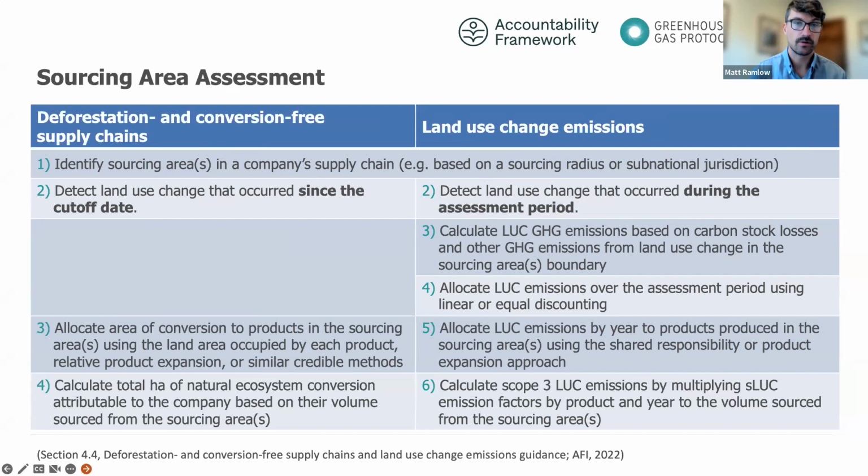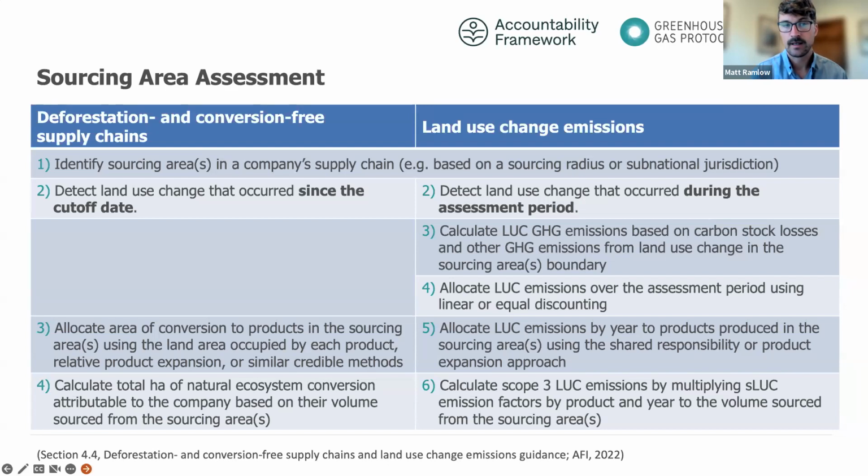This is the same approach that the Greenhouse Gas Protocol has adopted for what we call statistical land use change assessment, where we refer to this as the shared responsibility, which is based on the land area occupied, or the product expansion approach. So we're really trying to use that same allocation method to take that sourcing region and divide that up across the different products that are produced within there.